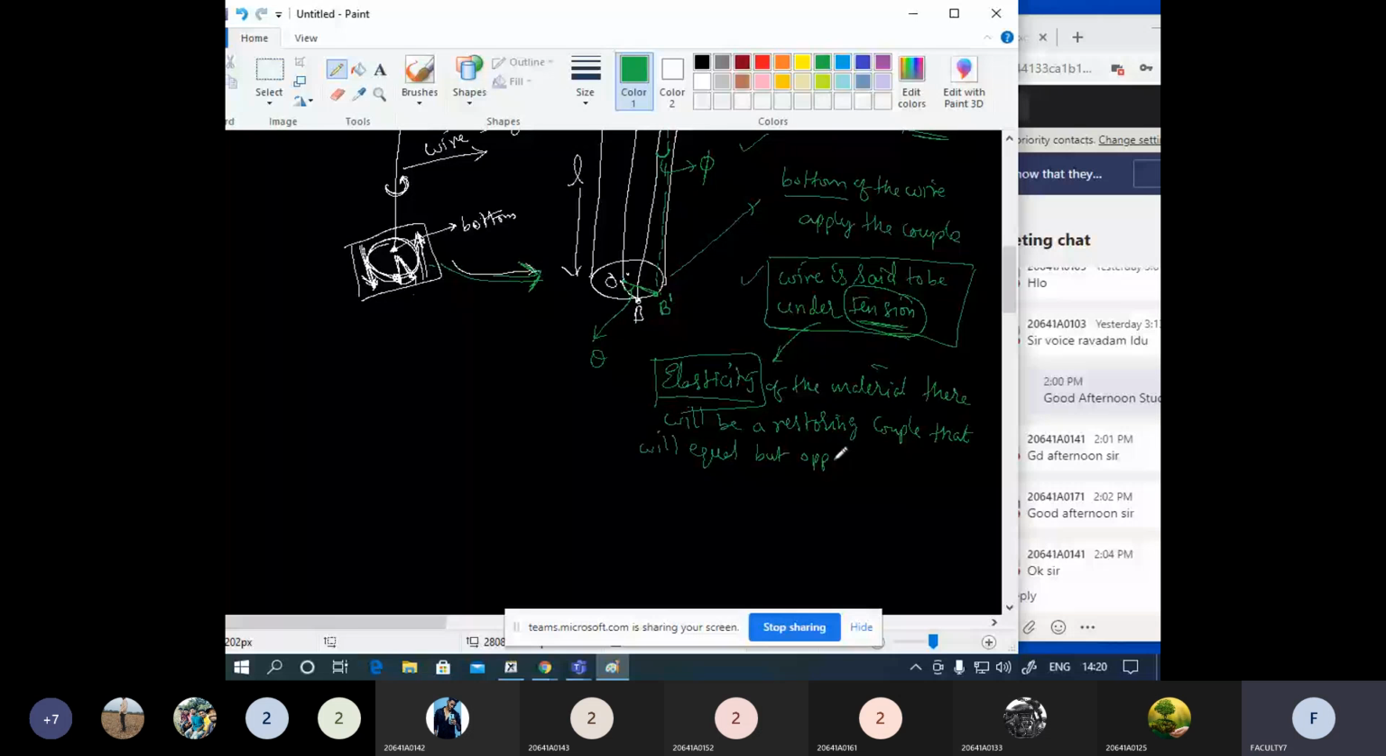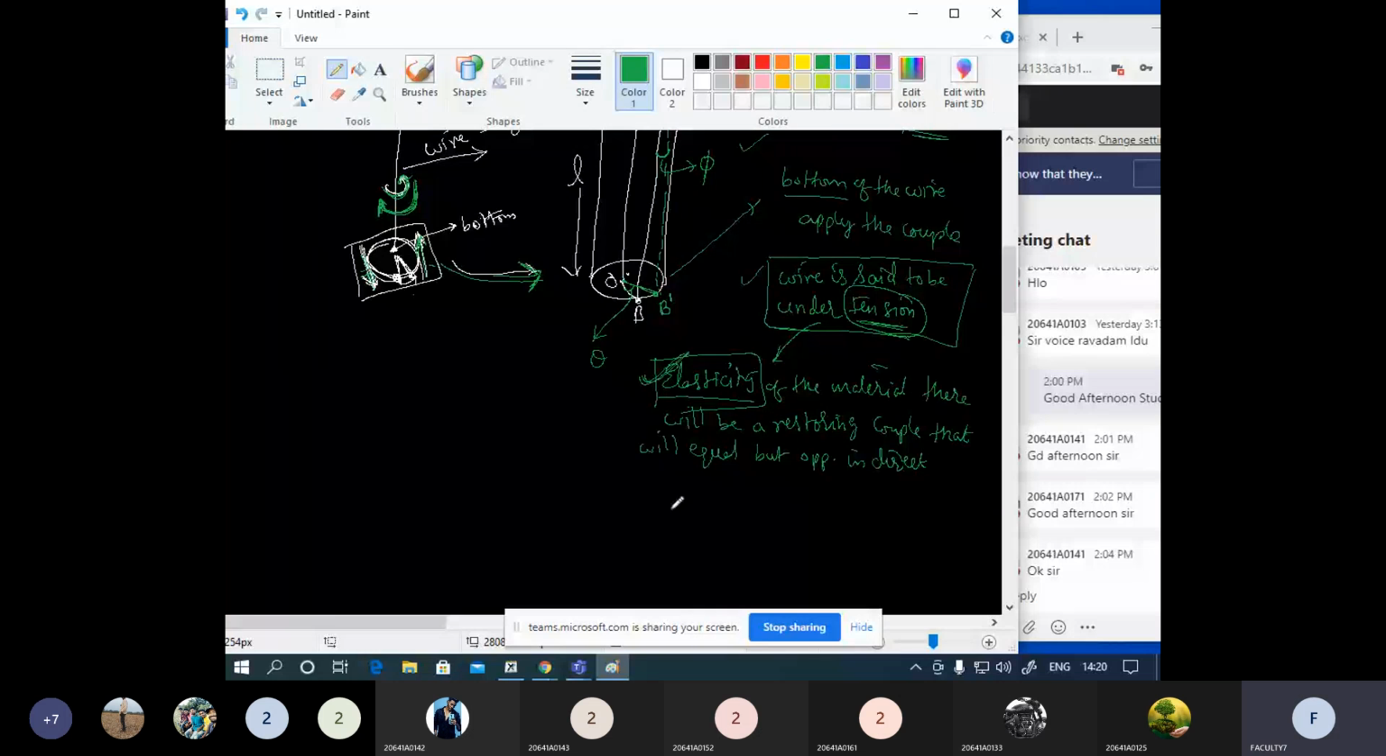Opposite in direction. So opposite to what? Opposite to the applied force. So this was the applied force here. Due to this, the wire has moved in this direction. Now, if you remove this particular couple, what happens? It will come back in this particular direction. So this is a restoring couple. The restoring couple will be opposite to the applied couple. So why are you getting that? Because there is the elastic property hidden inside the material.